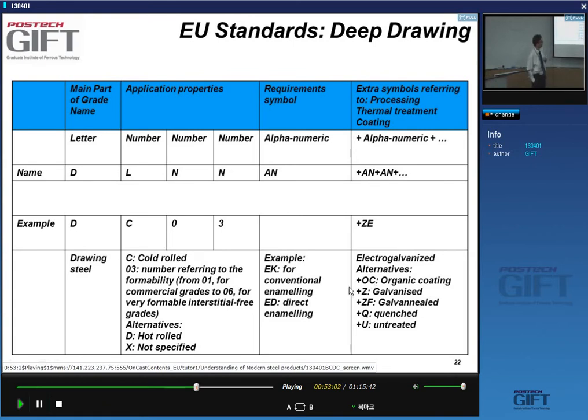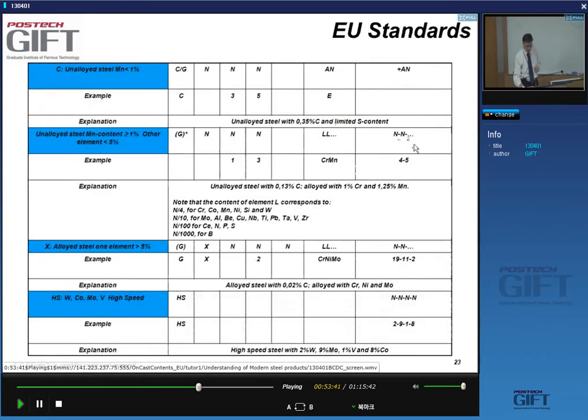a symbol. OC stands for organic coating, which basically means a paint layer. Z for galvanized, Z of zinc. ZF for galvannealed, that's zinc-iron alloy, so Z for zinc and F for iron. Of course, you can also have references to quenching or treated, untreated, or perhaps normalized. In the case of EZ here, Z means zinc, and the E stands for electrogalvanized, so the coating is applied by electrogalvanization.